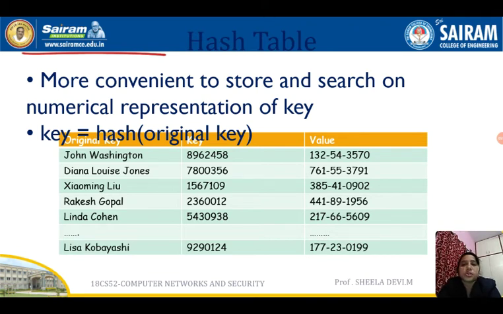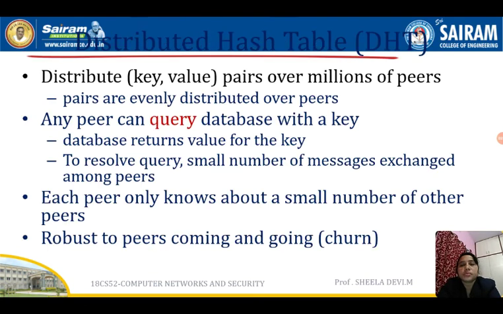It is 132.54.3570. So the difference between the database and the hash table is that in the database the key is directly stored along with its corresponding values, whereas in the hash table the original key is not stored. Instead, a hash is applied on the original key, and for the hashed value the corresponding values are stored in the hash table. So, distributed hash table.